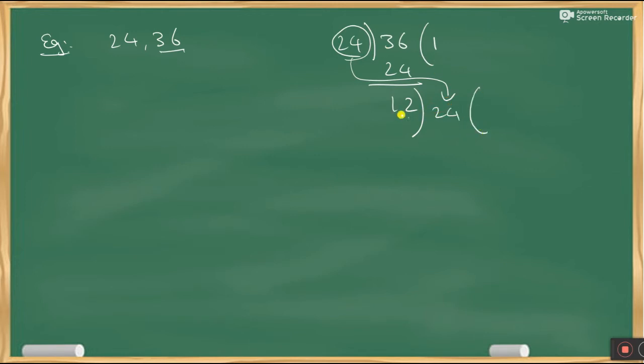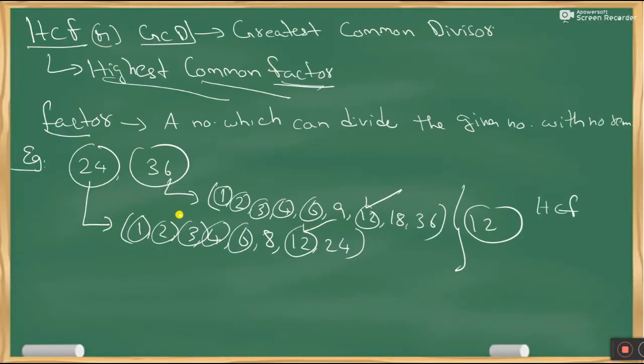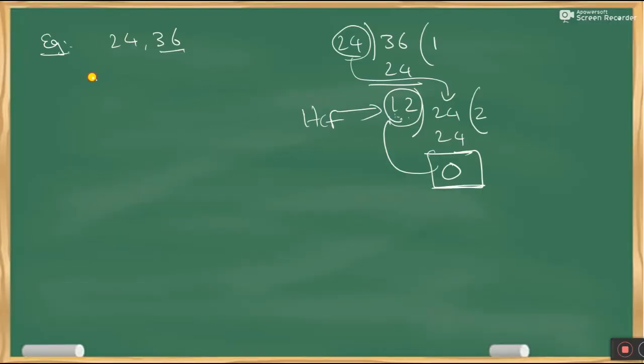Clear? Now again do the same thing. 24 completely goes with 12, so 12 times 2 is 24, remainder 0. If you don't get 0, you have to repeat this step again and again. At any step, whenever you get 0, the HCF is nothing but the divisor at that step. This is the HCF. As we have already verified using the normal method, the HCF is 12. So 12 is the correct answer. Clear? So the HCF of two numbers using the traditional method is 12.